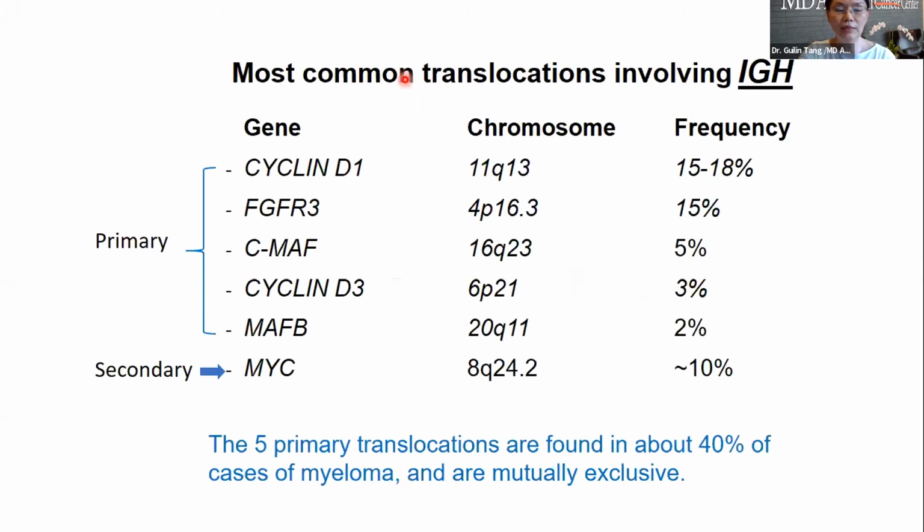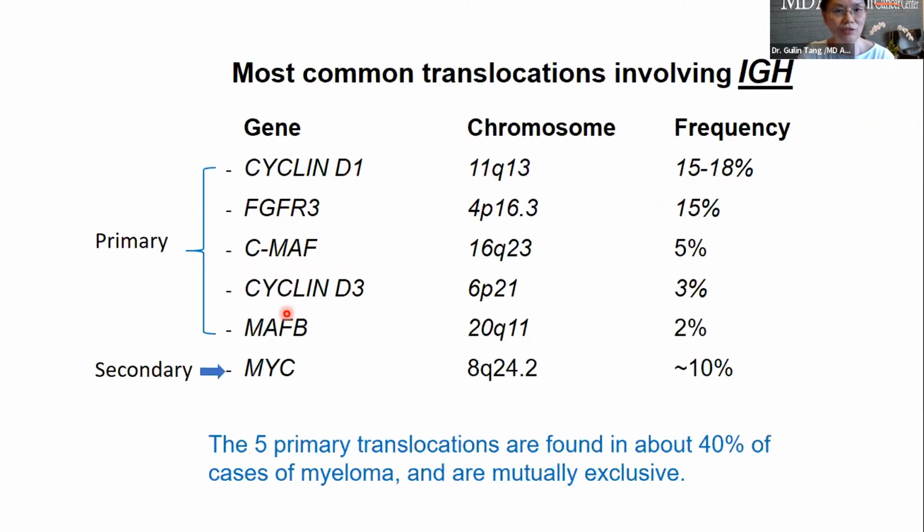So this is the most common translocation involving the IGH. I would say more than about 40% of the cases might have an IGH rearrangement. The most common one is IGH CCND1. This one comprises about 15 to 18% of the cases, followed by IGH FGFR3, which is about 15% of the cases, followed by c-MAF or others. So I also put the primary here. This is also important, these are the primary translocations.